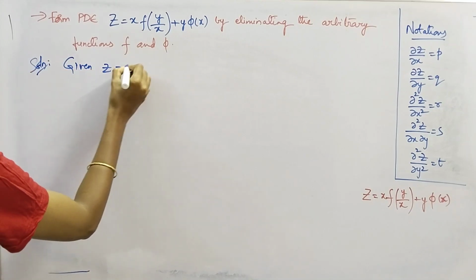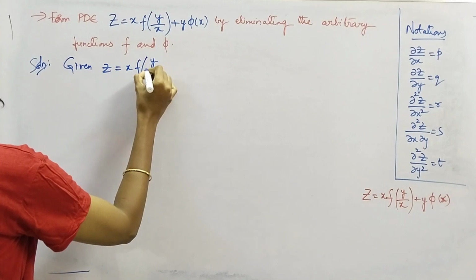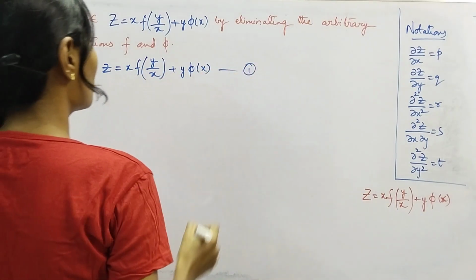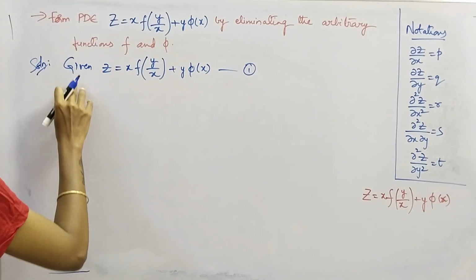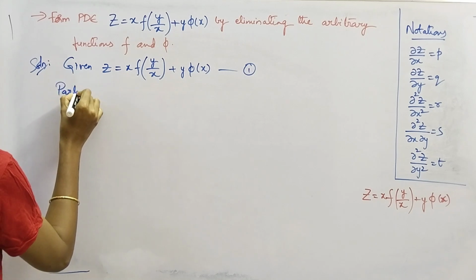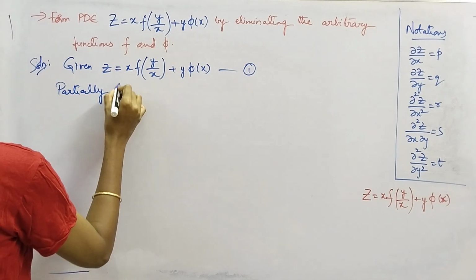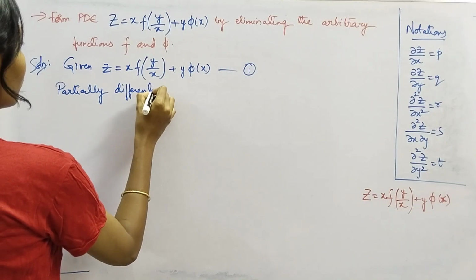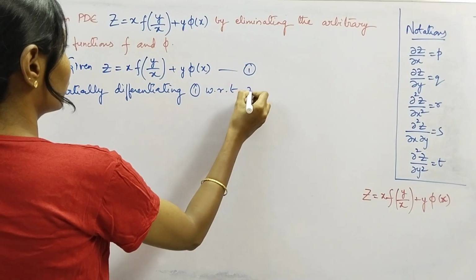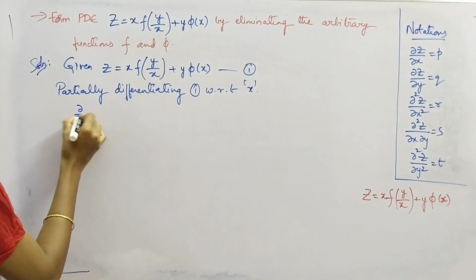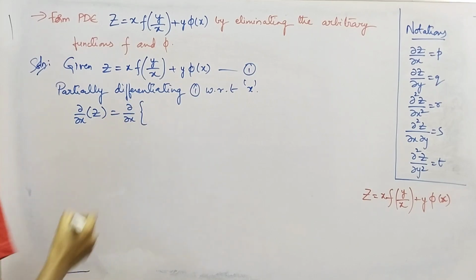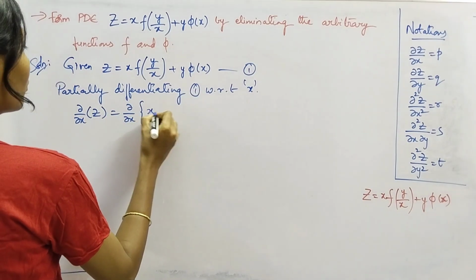Given z equal to x into f of y by x plus y into phi of x, right? Consider it as equation number 1. Now let's partially differentiate it with respect to x. Just apply dou by dou x on both sides of the equation. Since we are partially differentiating with respect to x, we'll treat y as constant here.